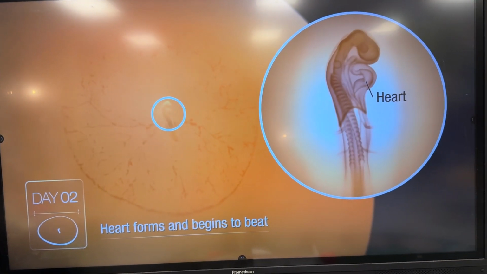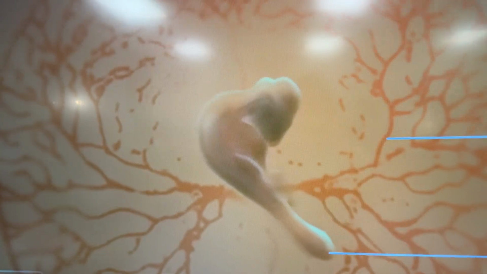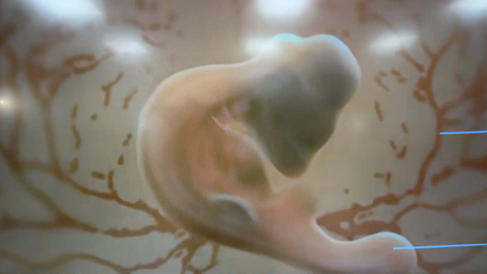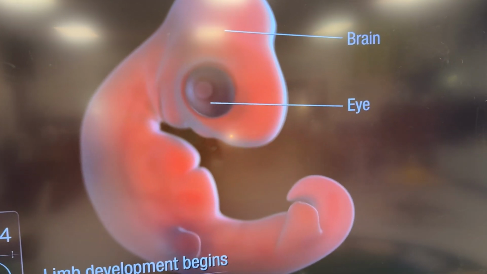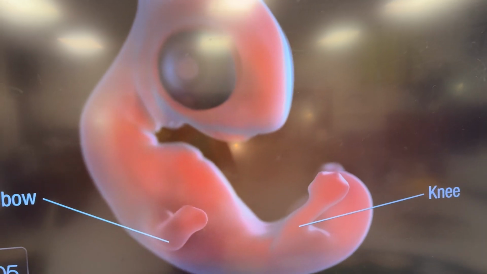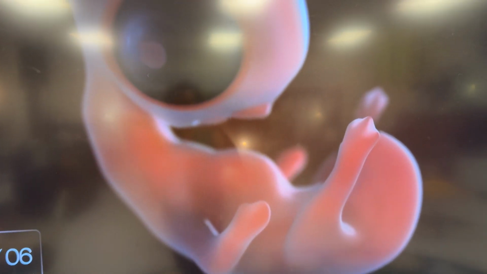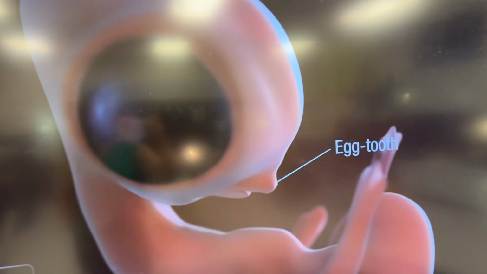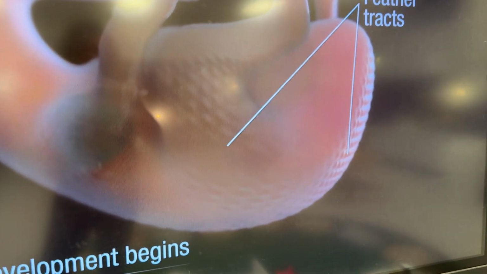So you'll be able to see changes even on the very first day of what's happening in a fertilized egg. Day 2, the heart forms and begins to beat. Day 3, blood vessels grow. Day 4, you have limb development, the wings and the legs. The brain and the eye you have on day 5. Elbow. Day 6, you have digits forming. The beak development begins. On day 7, the beak continues to grow. Day 8, you have feathers. You'll actually be able to see them on day 8 start to grow.